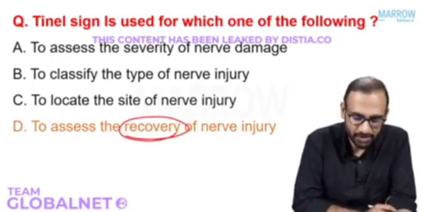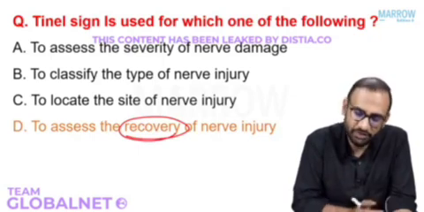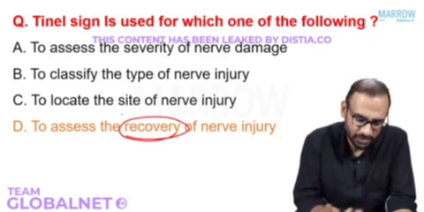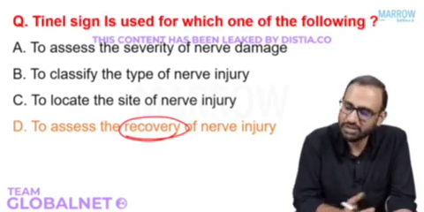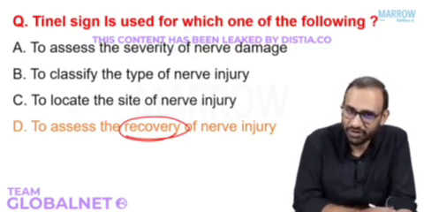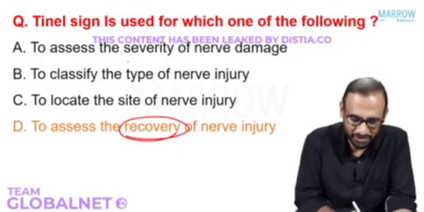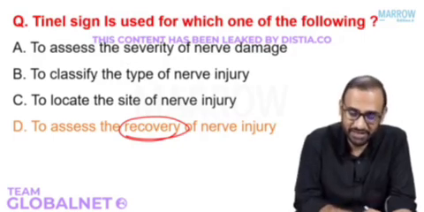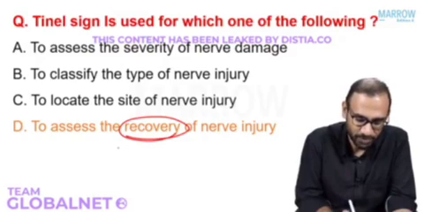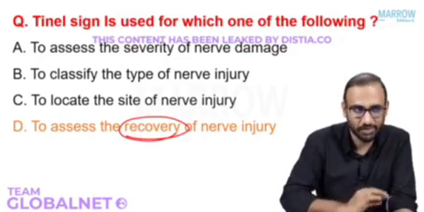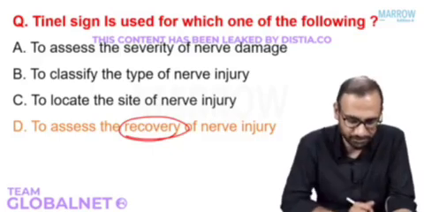It does not help us classify the type of nerve injury because it will never pick up neuropraxia. It does not help us locate the site of nerve injury because suppose it's axonotmesis and the patient presents 2 weeks later, the original site of nerve injury would have changed. And it does not help assess the severity of nerve damage, okay? We have Seddon and Sunderland classification for that. So it helps assess the recovery of the nerve, whether the nerve is recovering or not. The best investigation is nerve conduction studies.